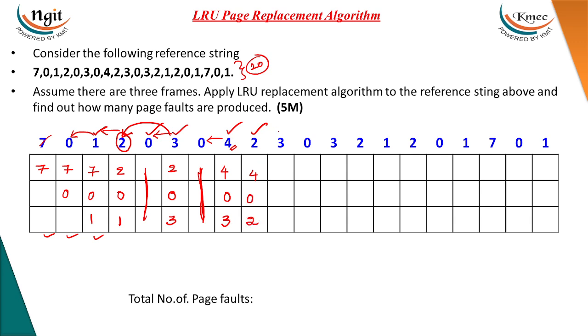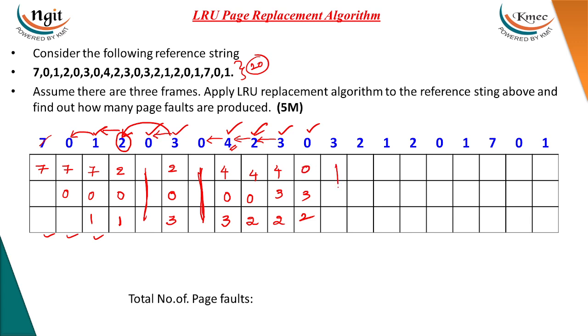Again 3 is coming. Which one is to be replaced? Previous is 2, before that 4. So 2 and 4, I am writing them, and 3 will be placed in place of 0. And again there is a 0, which was recently replaced. Now 3 and 2 will be kept, and in place of 4, 0 will be placed.